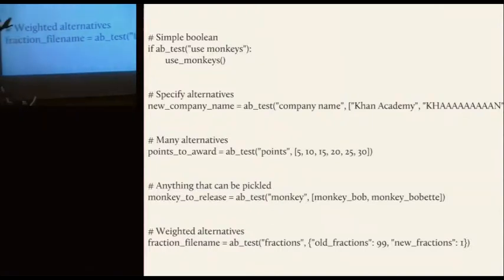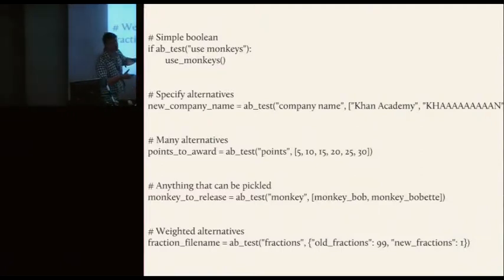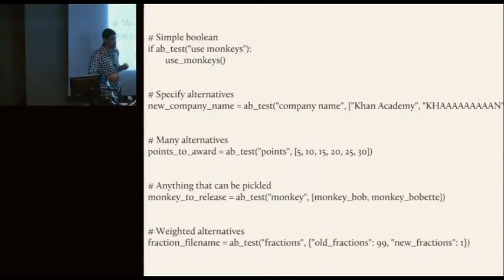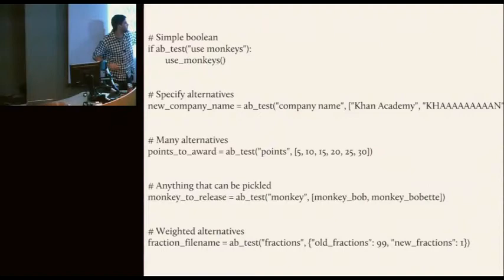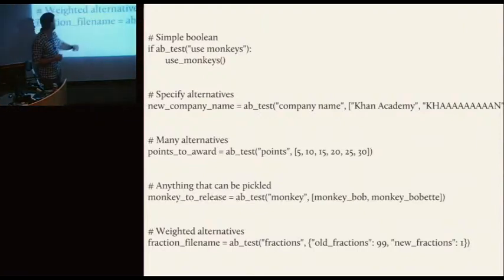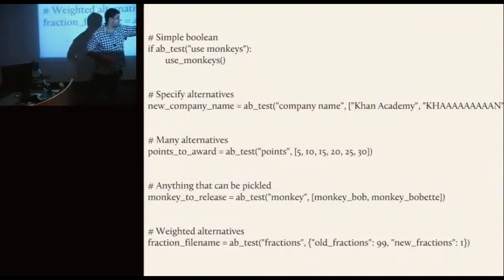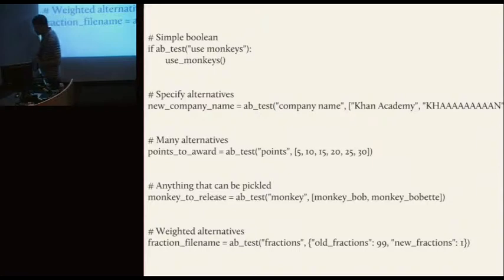In this example, for those of you who are familiar with Python, our whole stack is Python, by the way, about half Python and half JavaScript. Anything that can be pickled in Python can be returned as the result of an A/B test. So here we have Monkey Bob and Monkey Bobette. Both of those can be handed back. If you run this call, 50% of the time you'll get Monkey Bob, 50% of the time you'll get Monkey Bobette. And you can also weight your alternatives. If you're really scared of one of your changes, you can say, I only want that thing 1% of the time and this one 99% of the time.